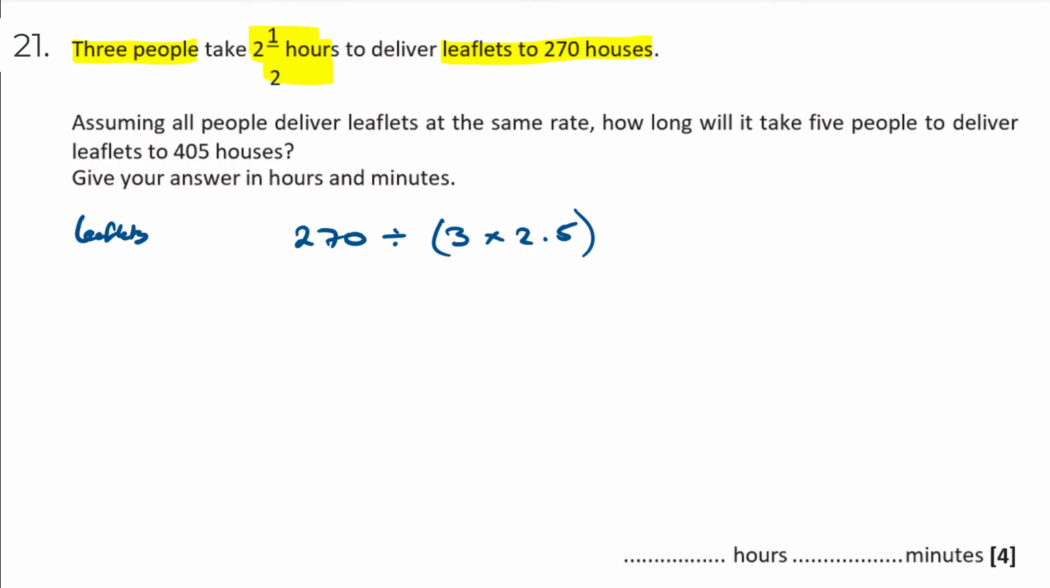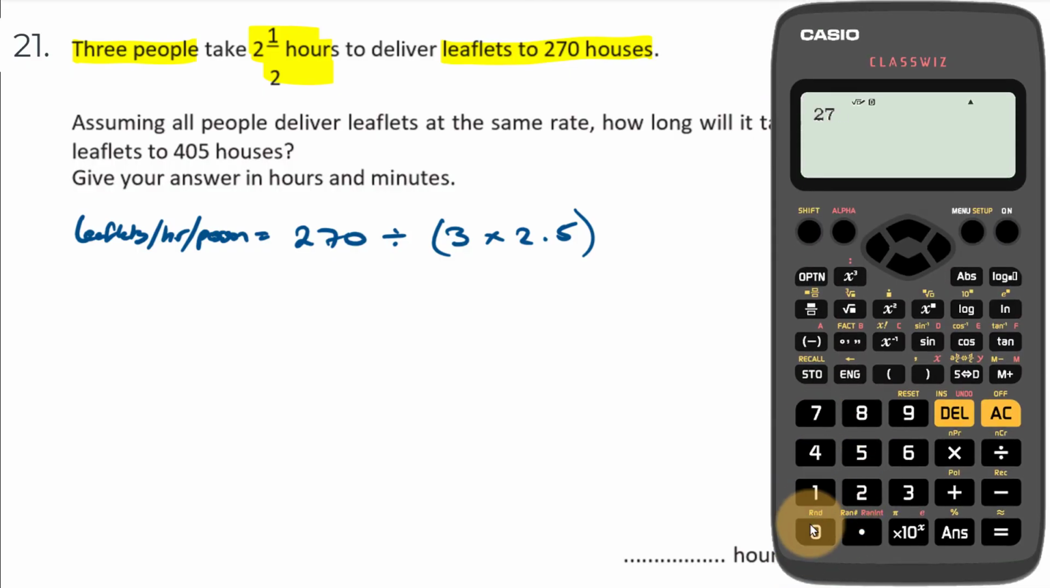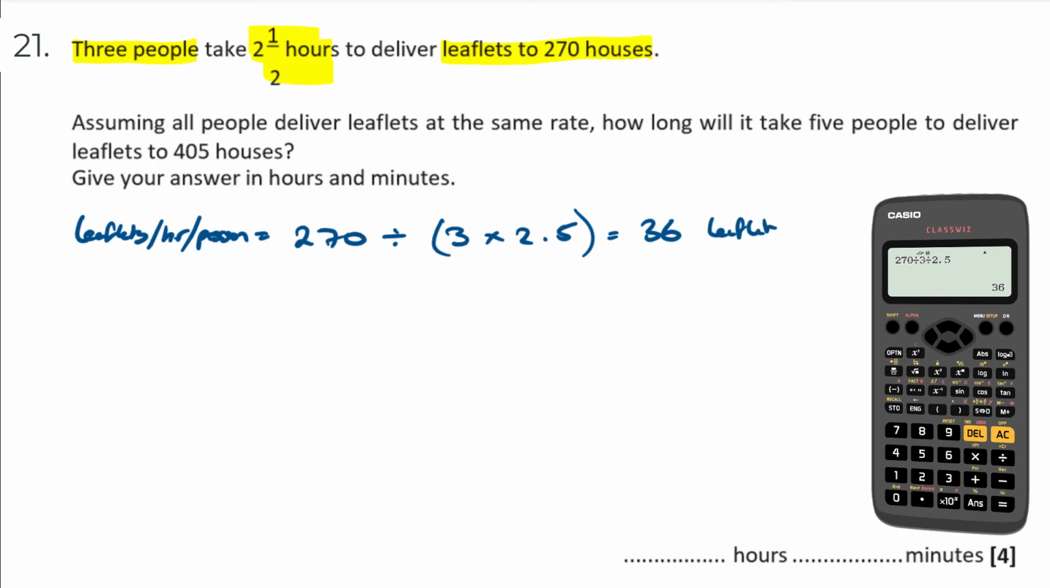So leaflets per hour per person, that's going to be 270 divided by 3 times 2.5. So 270 divided by 3 times 2.5 comes out to be 36. So one person can deliver 36 leaflets per hour. I think we're going to make that one person. So one person can deliver 36 leaflets per hour.